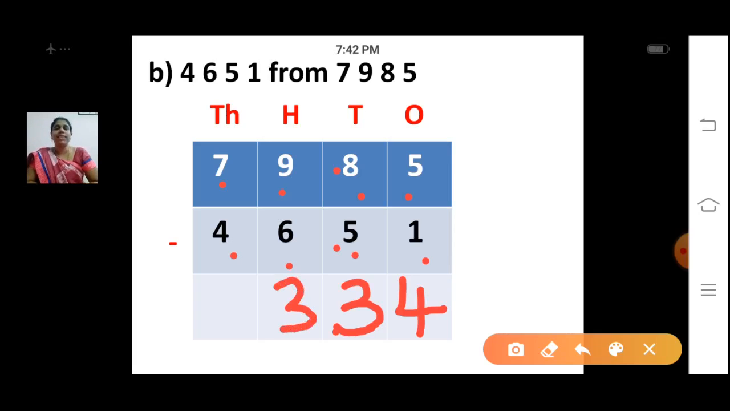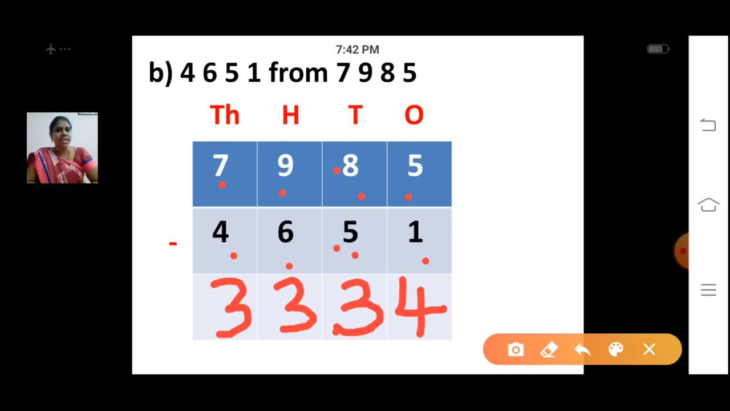Next, let's subtract the thousands place. 7 minus 4. 7,000 minus 4,000. After 4, 5, 6, 7. So 3. 7,000 minus 4,000 is 3,000. So what is the answer? 3,334.